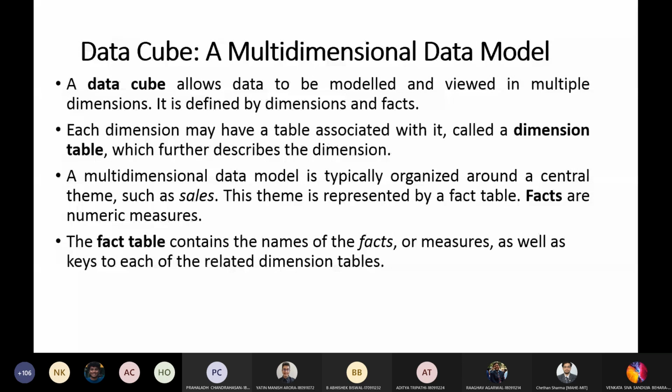Visible, right? Data cube, multi-dimensional data model part. This slide. Yes, sir. Instead of sharing the desktop, I just shared the PPT. Maybe it's working. Okay. Continue.